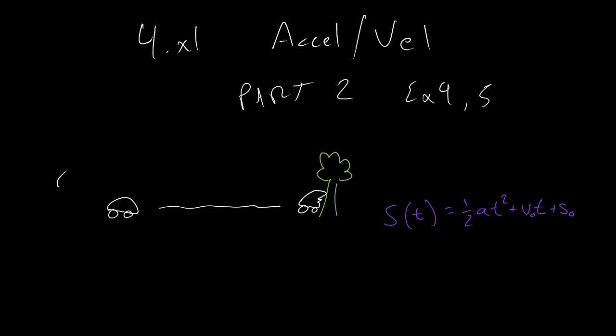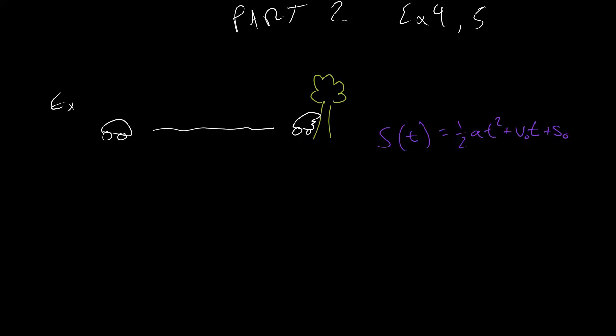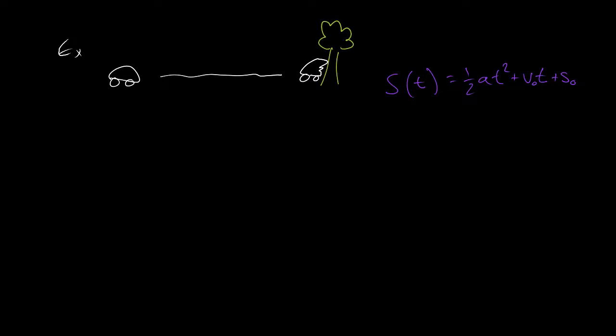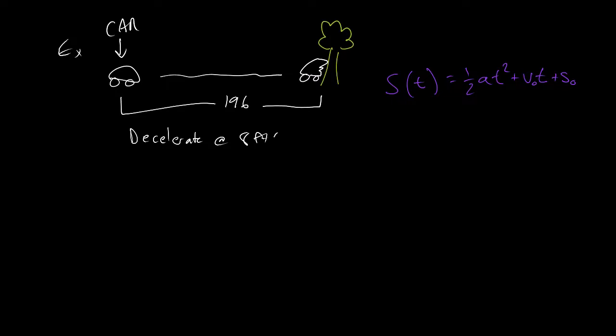So example 4, we have a lovely car. A nice little car here. See, this is the car right here. And an accident happened. The car traveled 196 feet after he slammed on the brakes until the car stopped into the tree. Assuming that the car decelerated at 8 feet per second squared, how fast was it going when the brakes were applied?